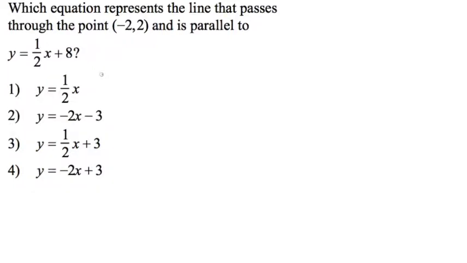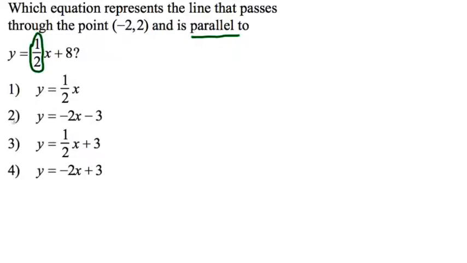This question asks you to find the equation of a line that's parallel to the given equation and goes through the point (-2, 2). The first important word here is parallel. If something is parallel to this equation right here, it would mean that it has the same slope. The slope in this equation is 1/2. So we're looking for an equation that has y equals 1/2 x.